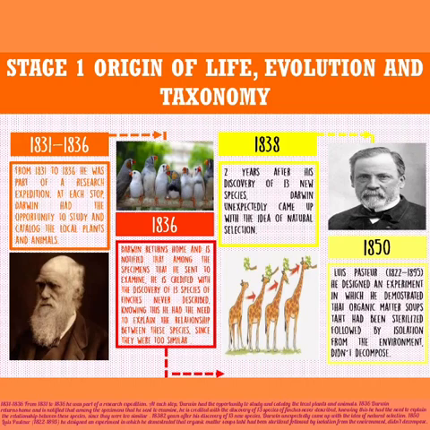Two years after his discovery of 13 new species, Darwin unexpectedly came up with the idea of natural selection. 1850. Louis Pasteur, 1822 to 1895. He designed an experiment in which he demonstrated that organic matter sources that had been sterilized and isolated from the environment didn't decompose.